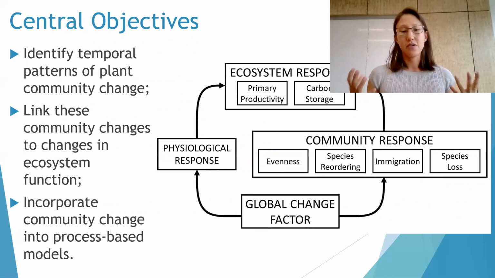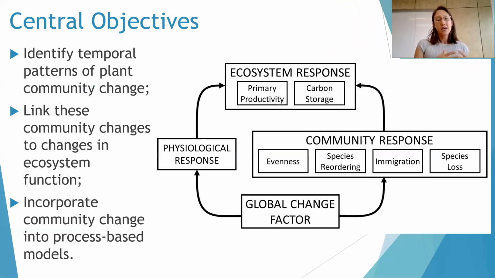So starting out, we know that global change factors can impact communities in lots of different ways. We could see physiological responses of organisms to those change factors, or we could see changes in communities. So perhaps changes in the dominant structure or evenness, species reordering, so changes in the relative abundances of species within a community, as well as loss of species or immigration of new species into communities.